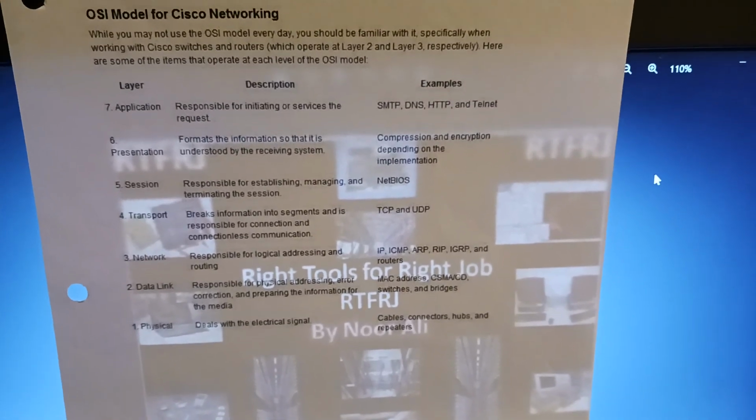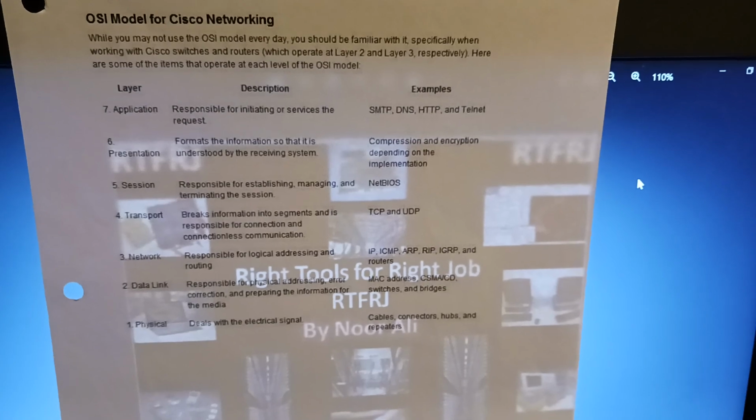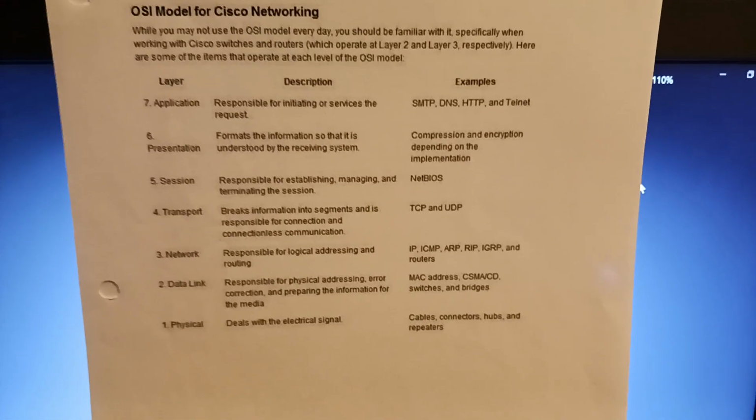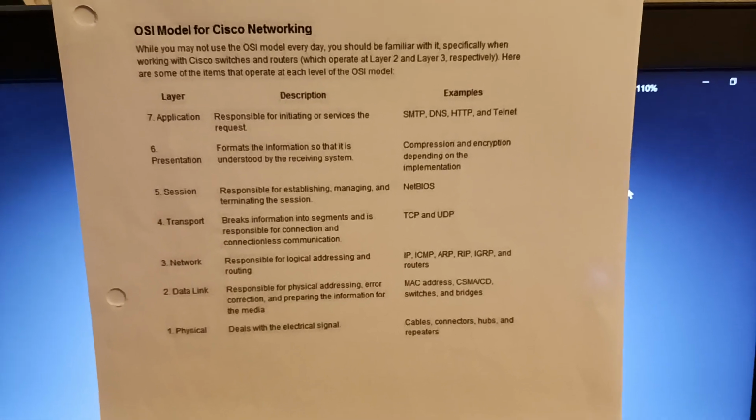So remember I said about the OSI model? Well, here it is. So the OSI model works with the ports and the protocols.